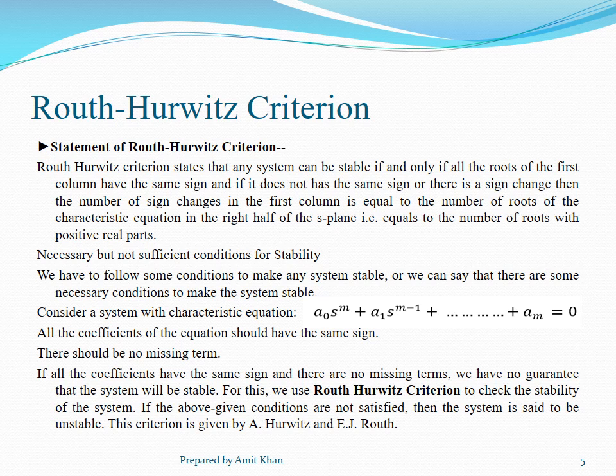Next is Routh-Hurwitz criteria. The Routh-Hurwitz criteria states that any system is stable if and only if all the elements of the first column have the same sign. If they do not have the same sign, or there is a sign change, then the number of sign changes in the first column is equal to the number of roots of the characteristic equation in the right half of the S-plane, that is, the number of roots with positive real parts.